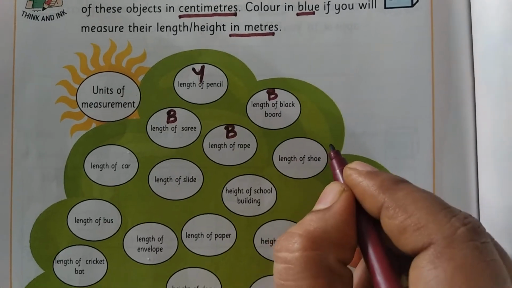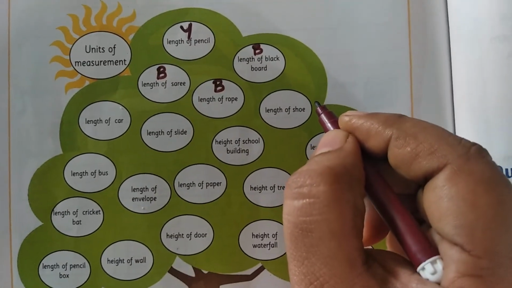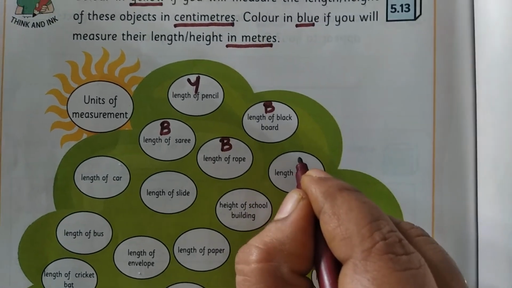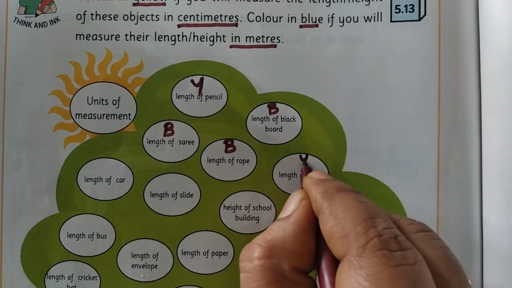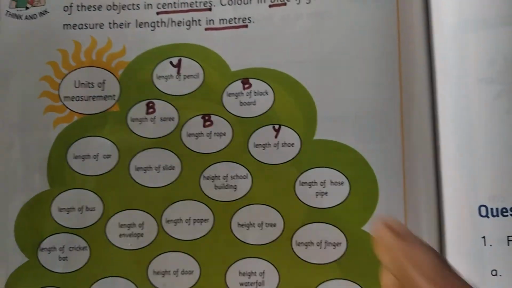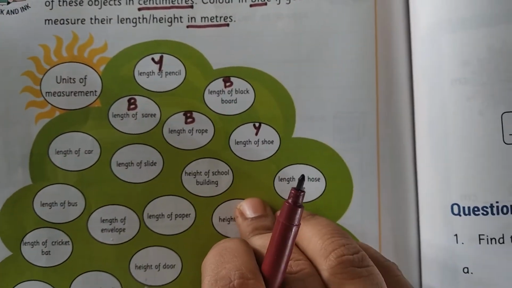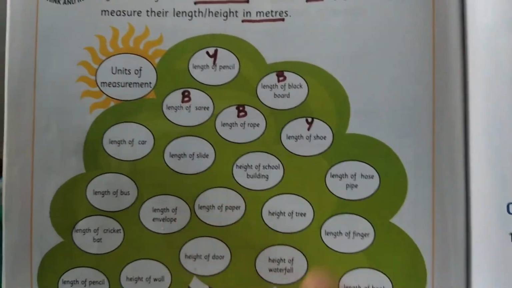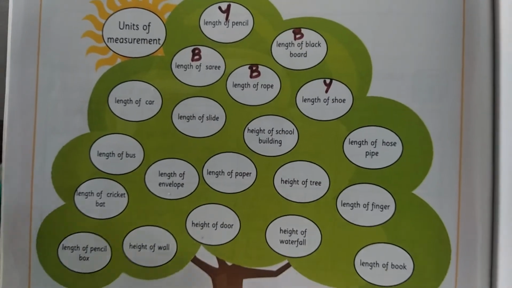Length of shoe, centimeter or meter? Centimeter. So yellow. You will be measuring a shoe using centimeter or meter? If it is small, you will be using centimeter. Suppose it is large, you will be using meter. So you have to complete this activity.